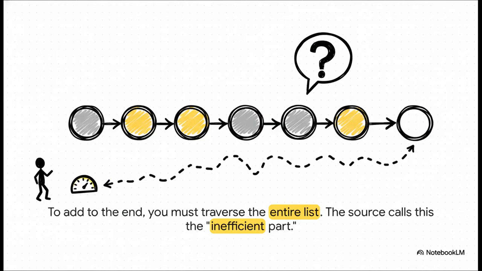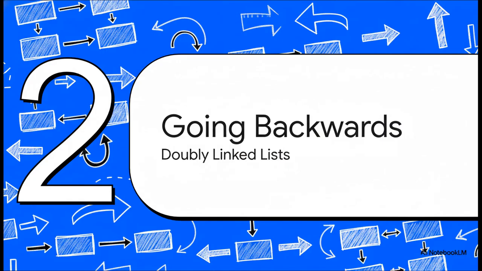And this is that one-way street problem in a nutshell. If you want to add a new item at the end of the list, you have no choice. You have to start at the very beginning and walk through every single node just to find the last one. The longer the list gets, the longer this takes. For all you coders out there, that's a classic O of N operation. It's slow. It's what the source material calls the inefficient part. And you just know there's gotta be a better way. And of course there is.